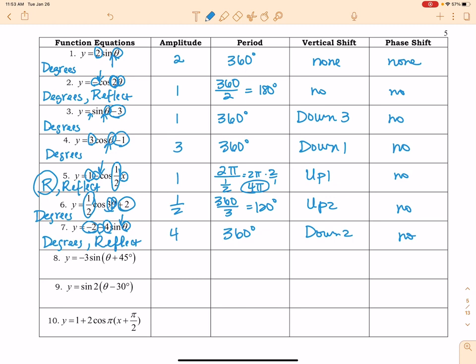All right, number 8, we've got y equals -3 sine, and then parentheses. That's going to change some things for us.